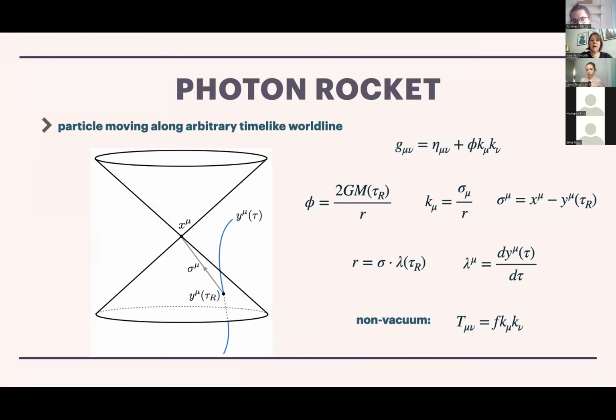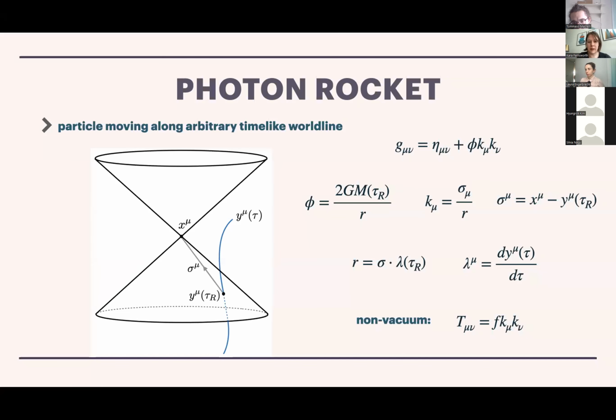And you can write it down or parameterize it at any point in space-time x mu by looking at the backwards light cone of that place and where it intersects the world line of the particle. The point where it intersects is y. Tau sub r is just the retarded time, and tau is the proper time along the world line. And sigma is sort of that null vector along the light cone connecting those two points.